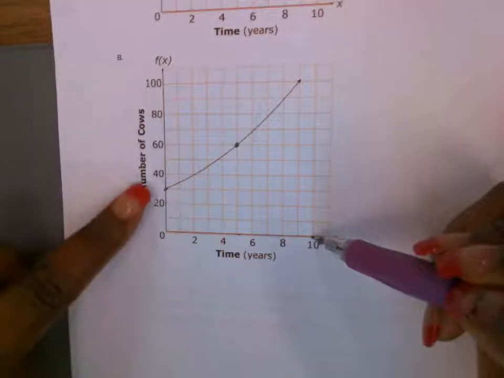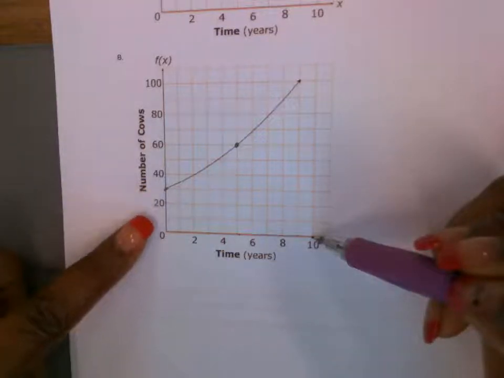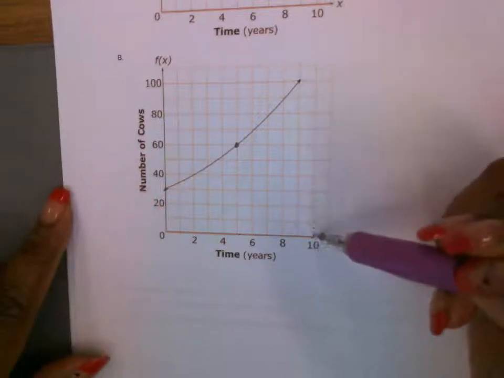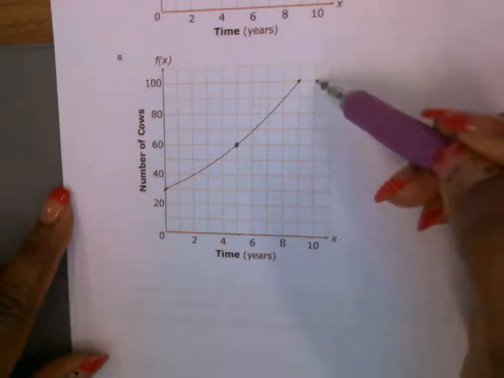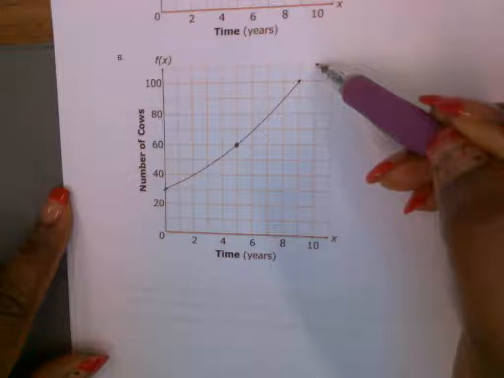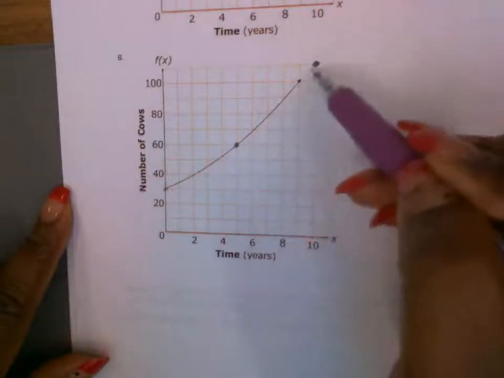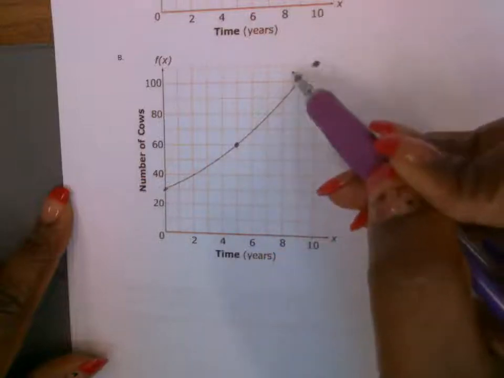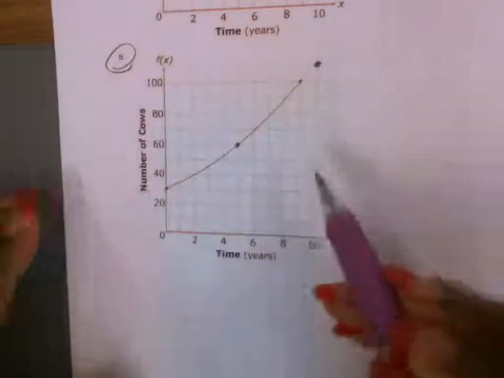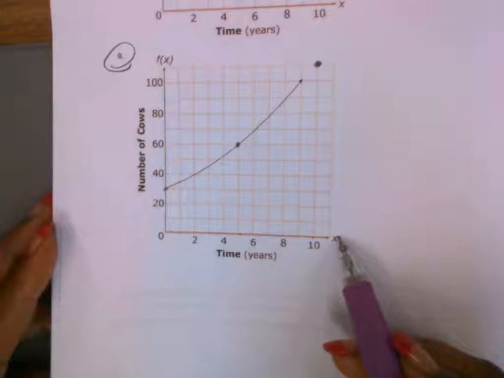So 120, what's it going up by? This is going up by 10s, 10, 20. So 120 is going to be up here. This is 100. 120 would be right in here. You see that? That looks like it's the right answer, doesn't it? So this is a possible answer. Any questions why this is a possible answer?